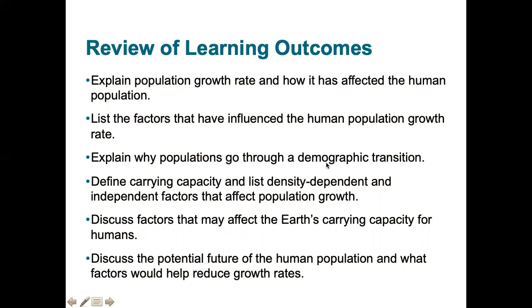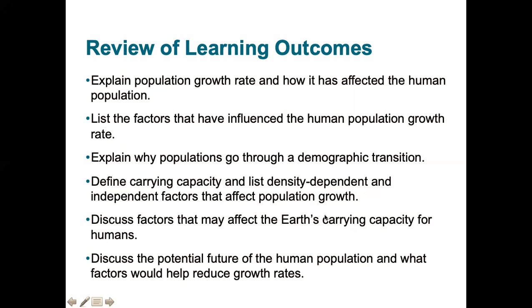Explain why populations go through a demographic transition. That's that drop of birth rate towards death rate. Define carrying capacity, so how much an ecosystem can support, and then list those density dependent factors: waste, access to food. I forgot the third one, so you're on the job for that one. Independent factors, things like natural disaster.